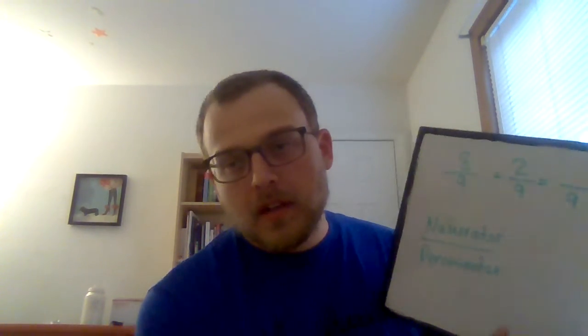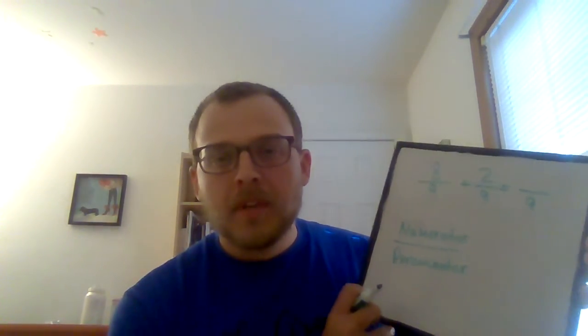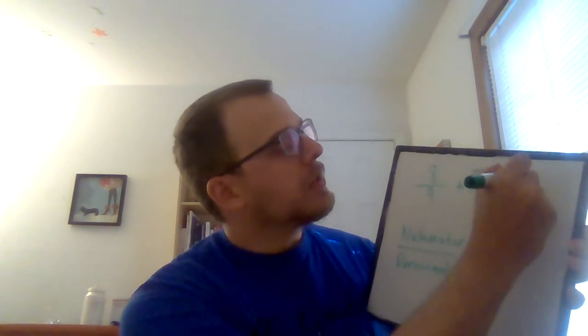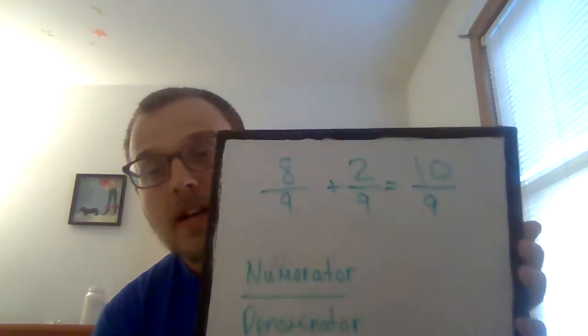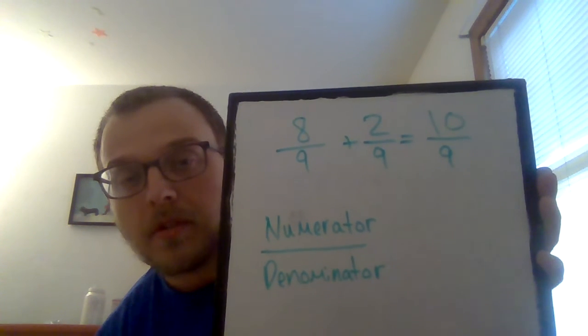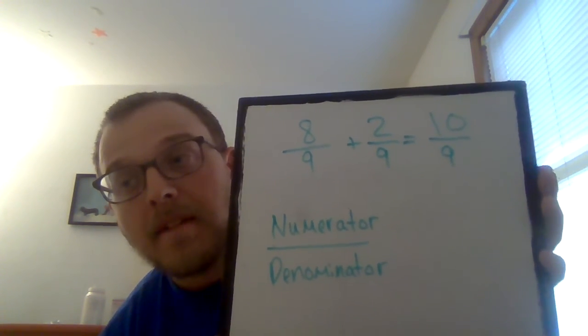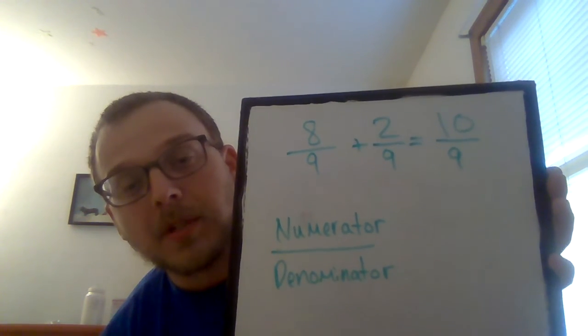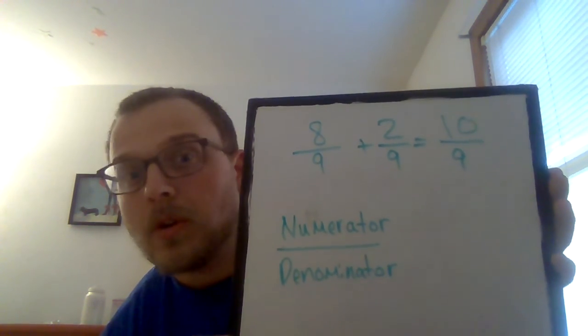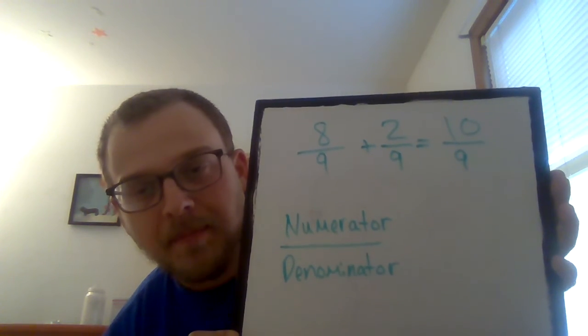Now our numerator is going to be a little bit different. We're going to do 8 plus 2, which equals 10. Now notice our numerator is actually larger than our denominator in this case, but that's okay. That's not a problem. Eventually, we're going to learn how to change that into what's called a mixed number. So we'll get there. We're just not there yet.